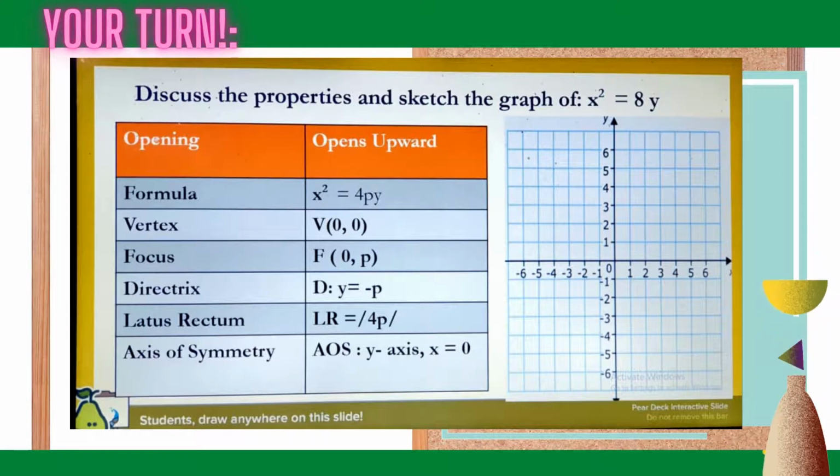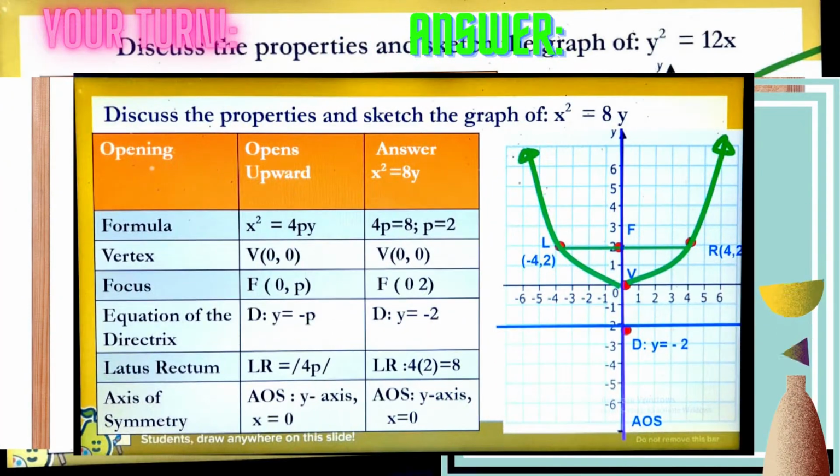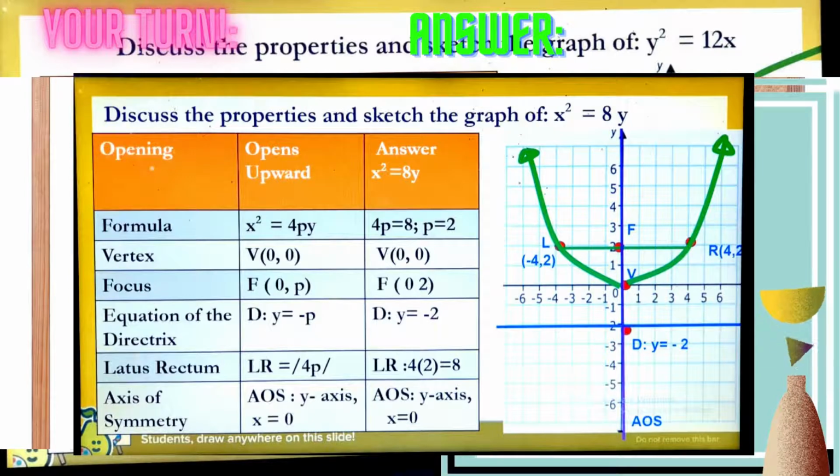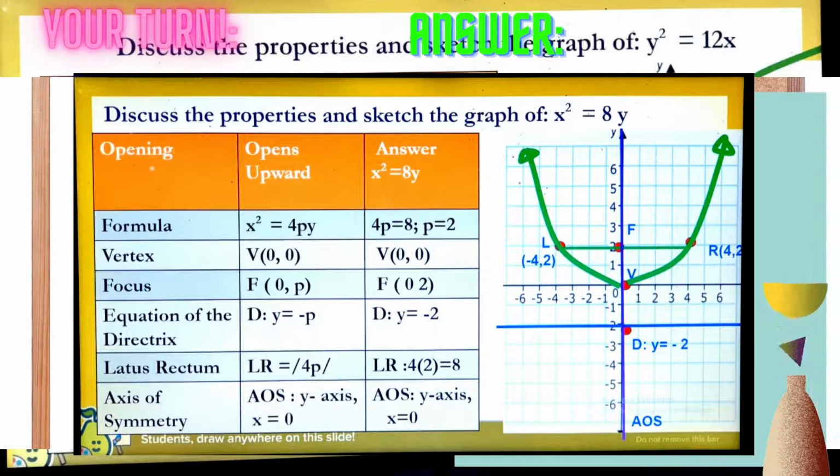Okay, so let's find out if your answers are correct. Looking at the table on the third column, for the value of the focal length, equate 4p with 8. 4p equals 8. 8 divided by 4 equals 2. So the focal length is 2. And the vertex is at the origin. Focus using (0, p). The focus is at (0, 2).